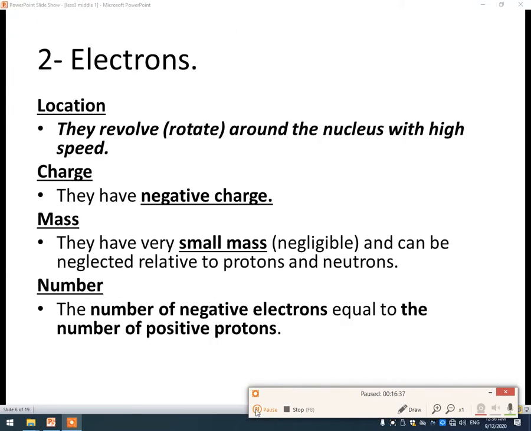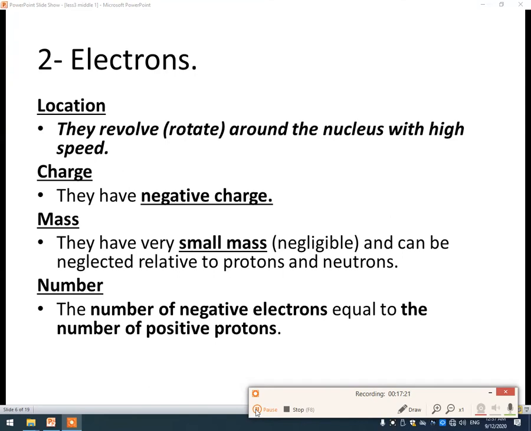Now let's talk about the second part of the atom, which is the electron. Like you know, where are the electrons? Like we said, the electrons are very small particles that revolve or rotate around the nucleus with high speed. Now, like we said, everything in life is charged except the neutron, which is neutral. Now I need to know what is the charge of electrons. It's a rule for you: the charge of the electron is negative, negatively charged.